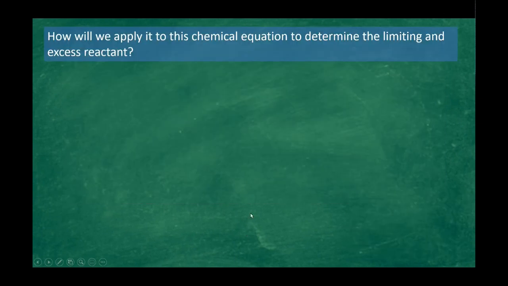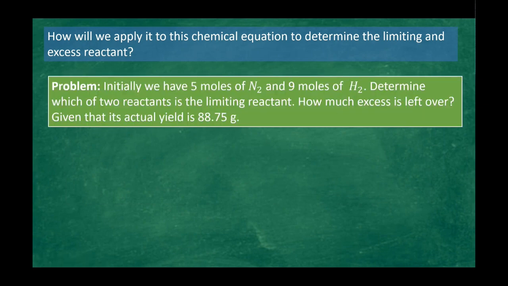It is really important to balance the equation. So let's go to our problem. Let's apply stoichiometry in this problem. Let's read the problem. We have 5 moles of N2 and 9 moles of hydrogen. Determine which of the two reactants is the limiting reactant and how much excess is left over. So we will know also the excess left over.